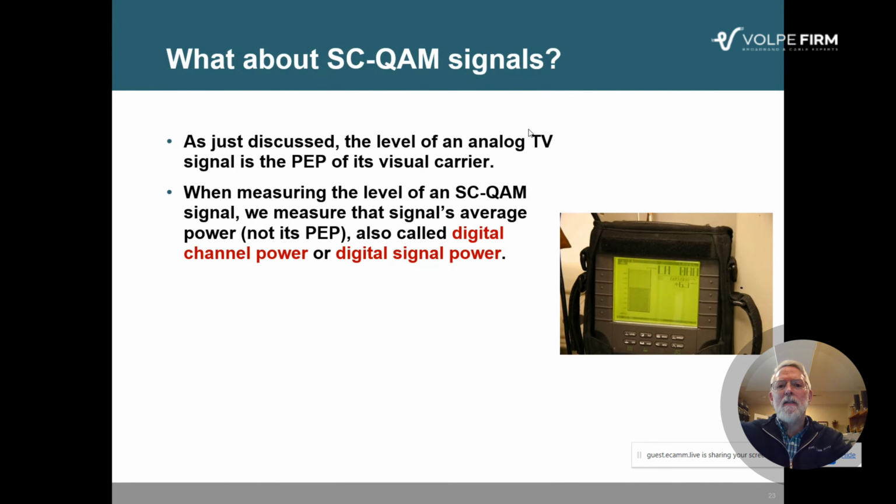However, when we're measuring the amplitude of a QAM signal, and this is also true of an OFDM signal, but when we measure the amplitude of a single carrier QAM signal, we're measuring the entire QAM signal's average power. We are not measuring its PEP. And this measure of average power of a QAM signal is called digital channel power or digital signal power.